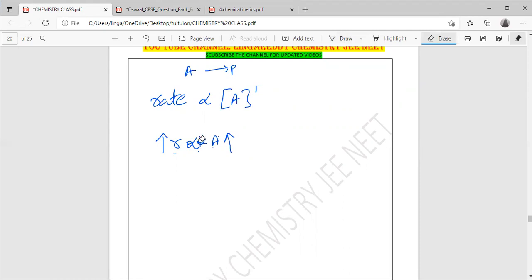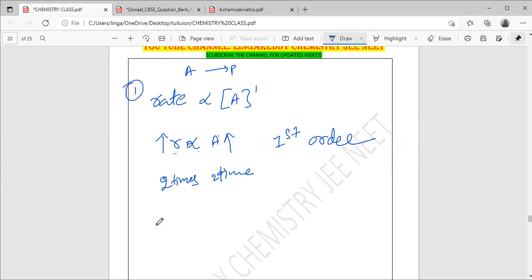If you increase A 2 times, then how many times rate will be increased? 2 times. So when you are increasing this 2 times, this is also increasing 2 times. So rate is here first order. This is called first order. So how we are deciding first order? Very simple meaning. This A to the power of 1 is there means that is first order.